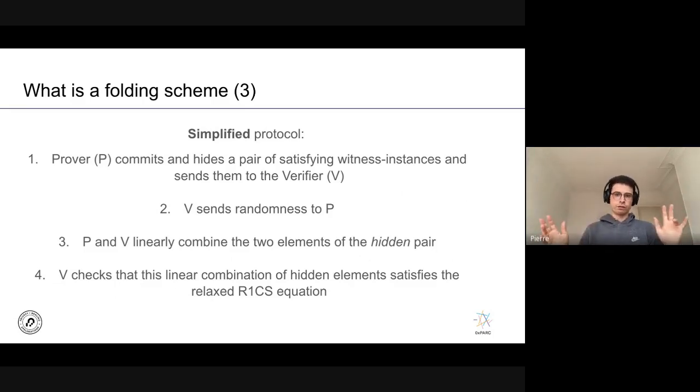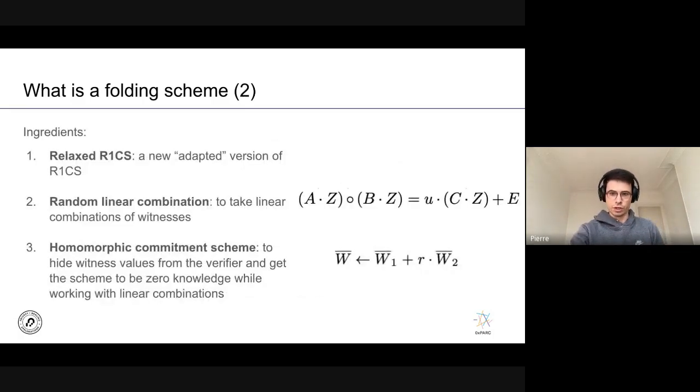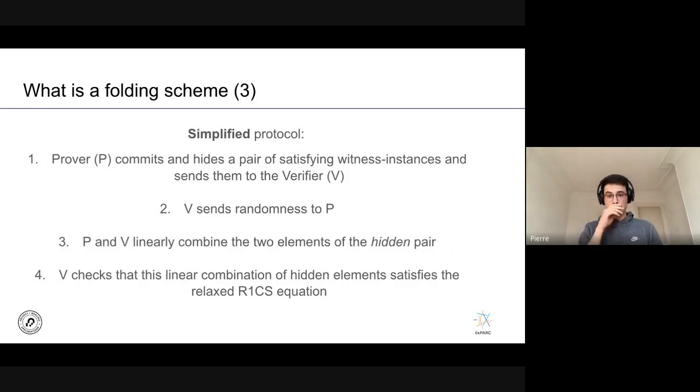Then both the prover and the verifier will linearly combine the two elements of the hidden pair of witnesses. This is the equation below, where W bar is assigned W bar 1 plus r times W bar 2. So both the prover and the verifier compute this linear combination. And then the verifier can check that this linear combination of hidden elements, the hidden witnesses, satisfies the relaxed R1CS equation. And that's it. That's a simplified presentation of it, but that's literally how a folding scheme works.